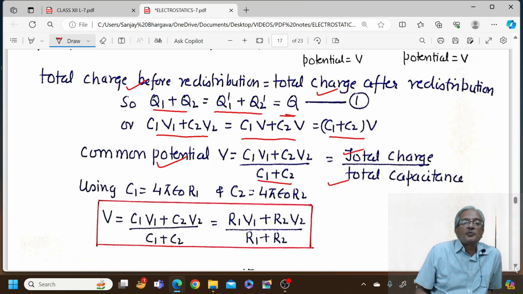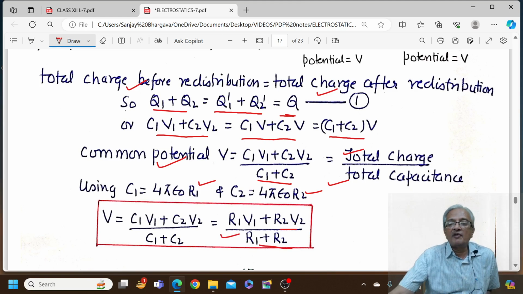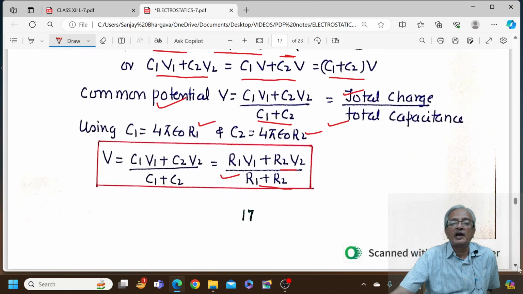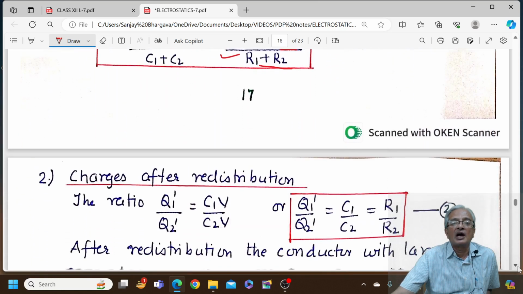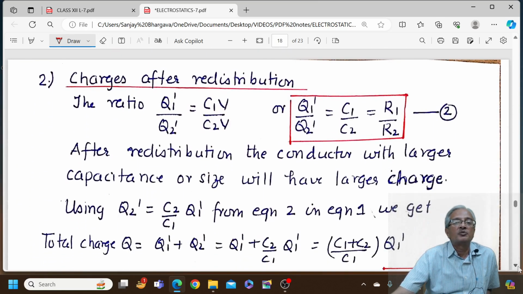Here C1 is 4 pi epsilon 0 R1 and C2 is 4 pi epsilon 0 R2. So common potential can also be written as (R1 V1 plus R2 V2) upon (R1 plus R2). So we get the value of common potential that would be acquired by the two conductors after the process of redistribution. Now what are the magnitudes of the charges after redistribution?